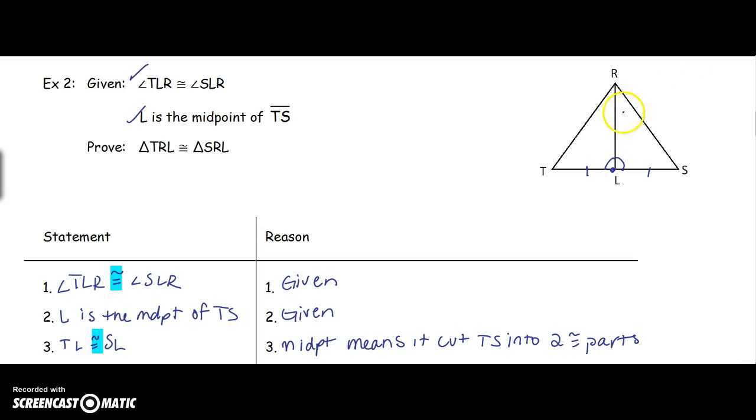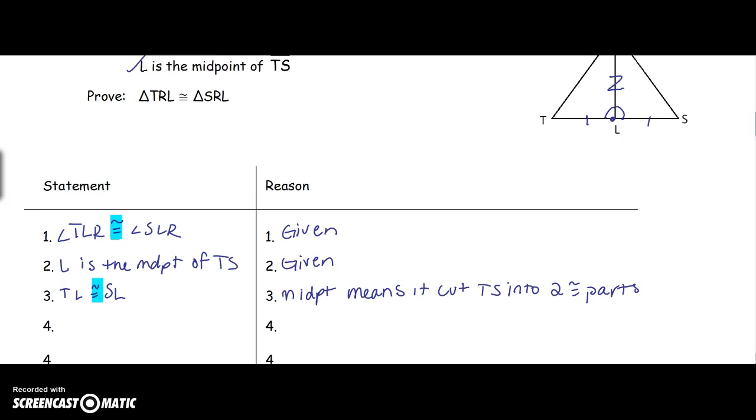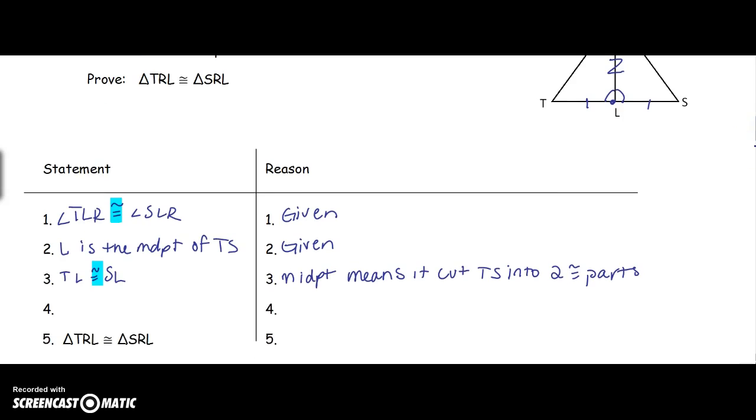So we always look for reflexive or vertical angles. In this case, we have a reflexive side. So your next step, you would say LR is congruent to RL, and that's because of the reflexive property.